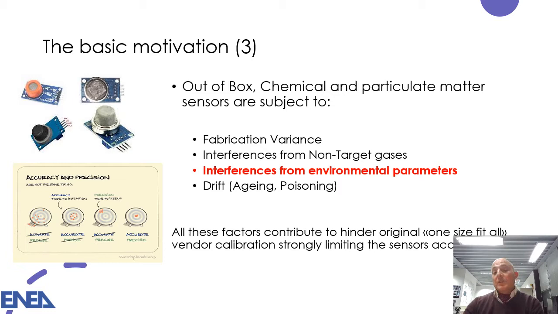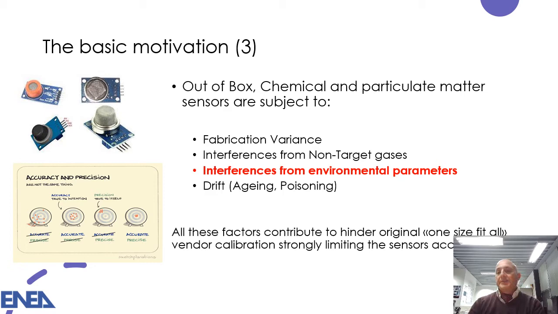The last one is the drift. Each of these sensors is subject to aging and poisoning, which means that along the time the sensors lose their original performance and their responsiveness to the target concentration changes, and this actually hampers the accuracy of a calibration function. So all these factors contribute to hinder the original one-size-fits-all vendor calibration, strongly limiting the sensor's accuracy.